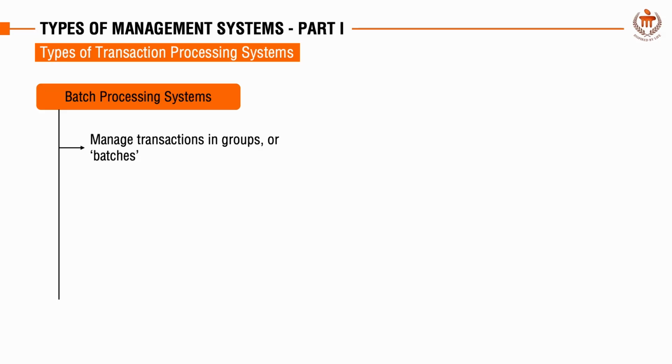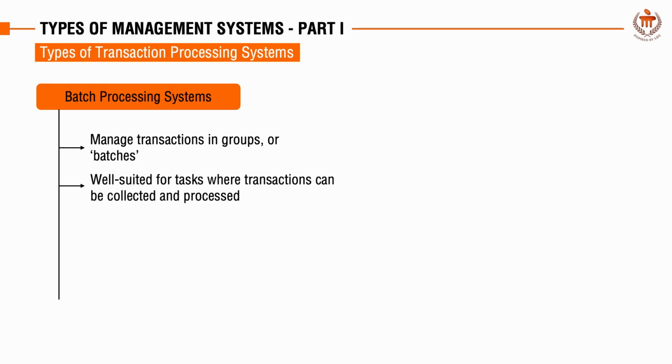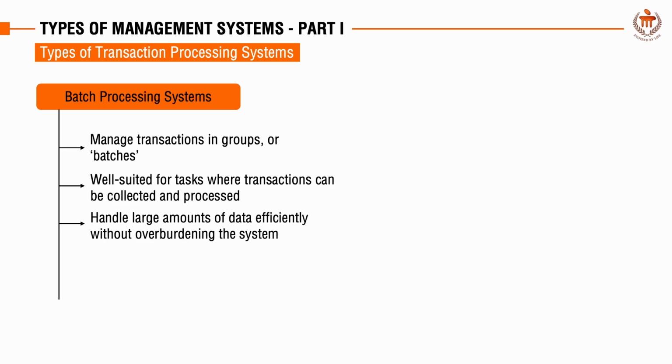Batch processing systems manage transactions in groups or batches rather than handling each transaction individually as it occurs. These systems are well suited for tasks where transactions can be collected over a set period and processed together at a later time. The main advantage of batch processing is its ability to handle large amounts of data efficiently without overburdening the system. However, one limitation is that it does not provide real-time updates. This means there may be a delay between when a transaction occurs and when it is processed.